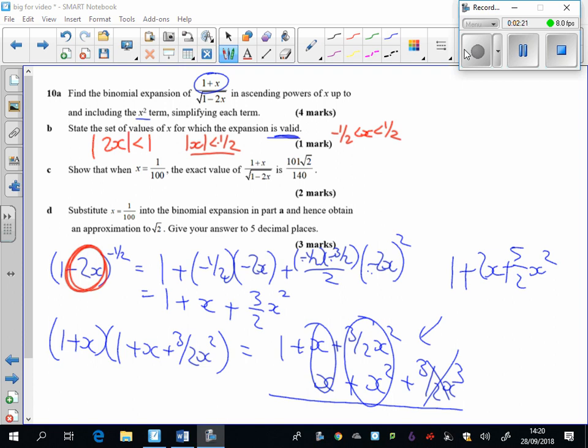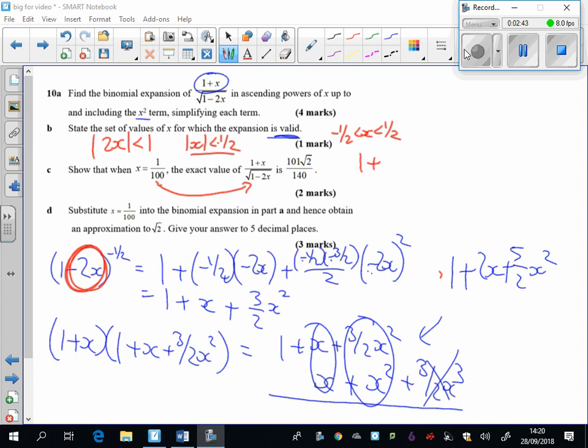Now, 5 more marks to actually do some bits with this. I thought this took a bit of time. It's old Core 1 surds, or old first year surds here. We've got to put 1 over 100 into this thing. Not into this thing here yet, we'll do that in a minute. We've got to put 1 over 100 into this.